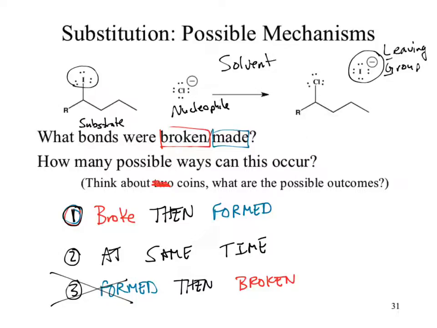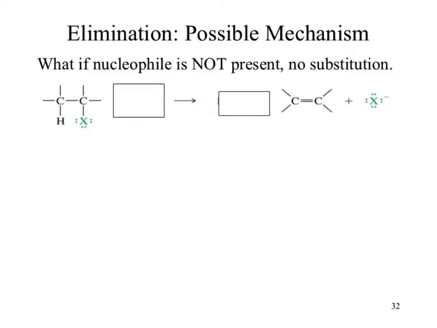Okay? What happens when we switch to the elimination? What things changed? Now everybody can answer this one. Nobody has an advantage here. We broke the carbon X bond. Okay, we could say we formed the pi bond. What's that? We also broke the carbon-hydrogen bond.